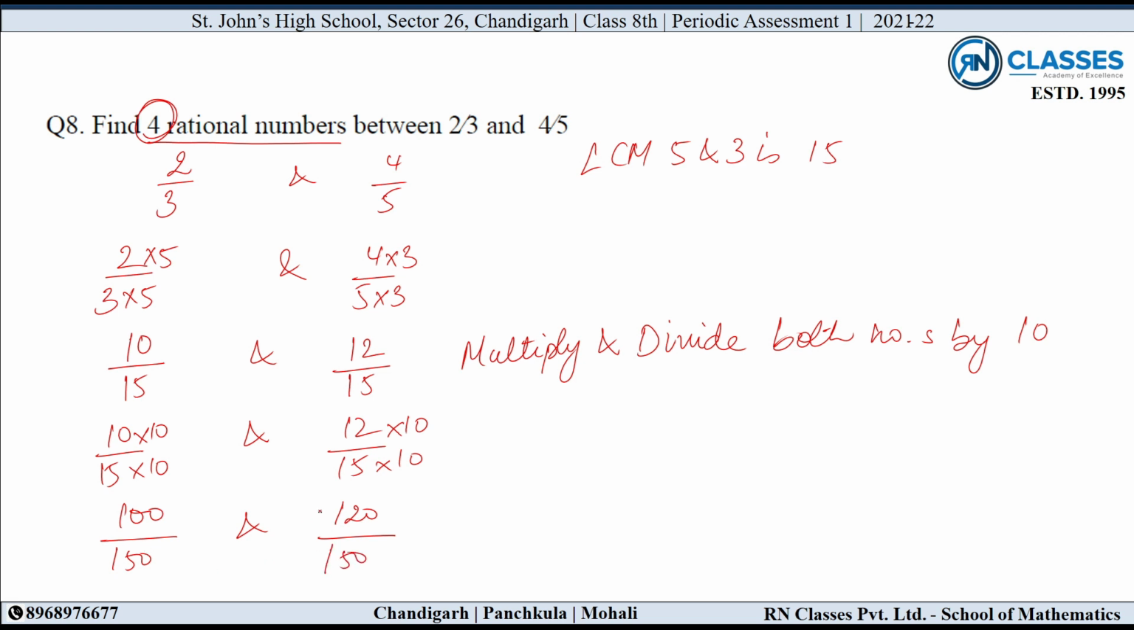Now, how many numbers can you find in between them? We need only 4. What would the 4 numbers be? 101 by 150. Next number would be 102 by 150. Next number would be 103 by 150. And the last one, 104 by 150. Can you find more? Yes. You can find more easily, but you need only 4 over here. So this concludes our answer.